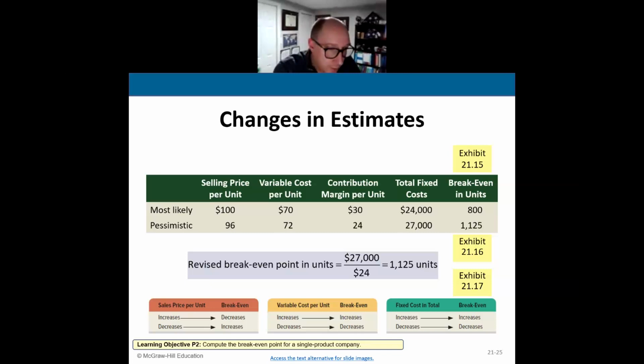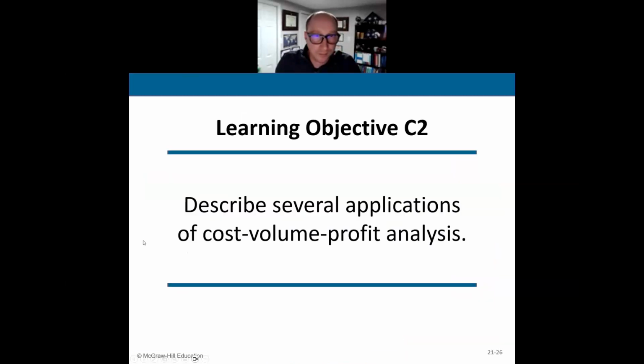So we can see that when there's a change in either the sale price, variable cost, or fixed cost, we know that we have to change our point of break-even. So this is something that we continuously update as our costs continuously change.